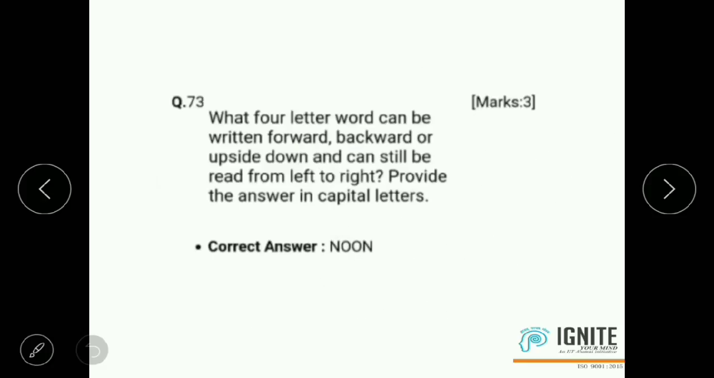Next question number 73. It is a riddle. What 4-letter word can be written forward, backward or upside down and can still be read from left to right? Provide the answer in capital letters. Answer is NOON. Noon is an upside down palindrome.